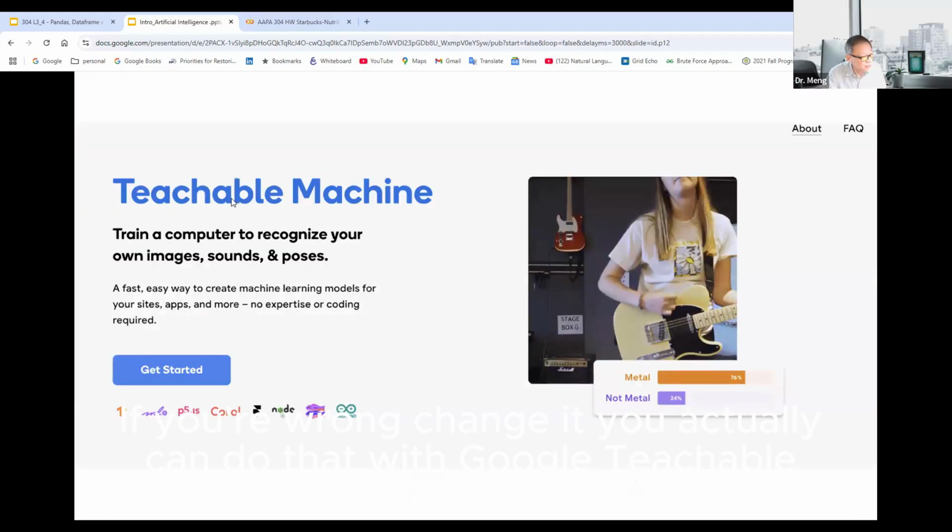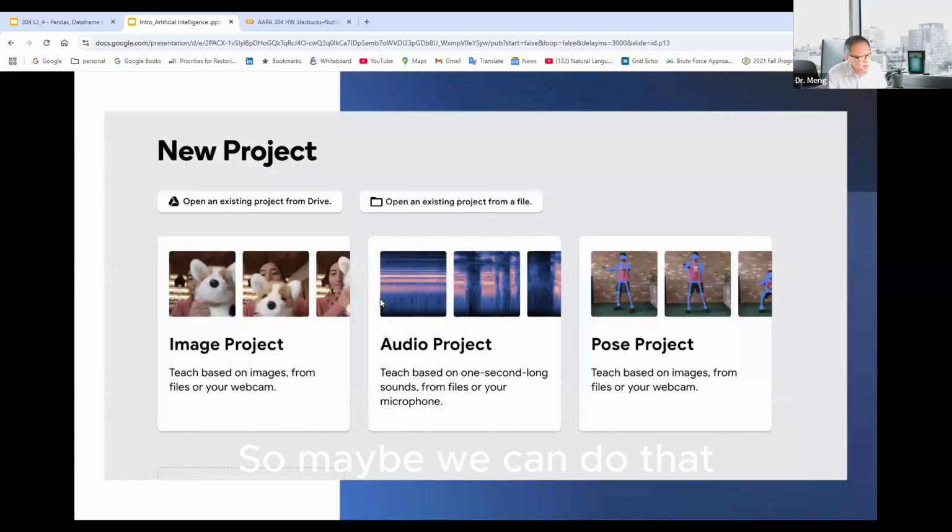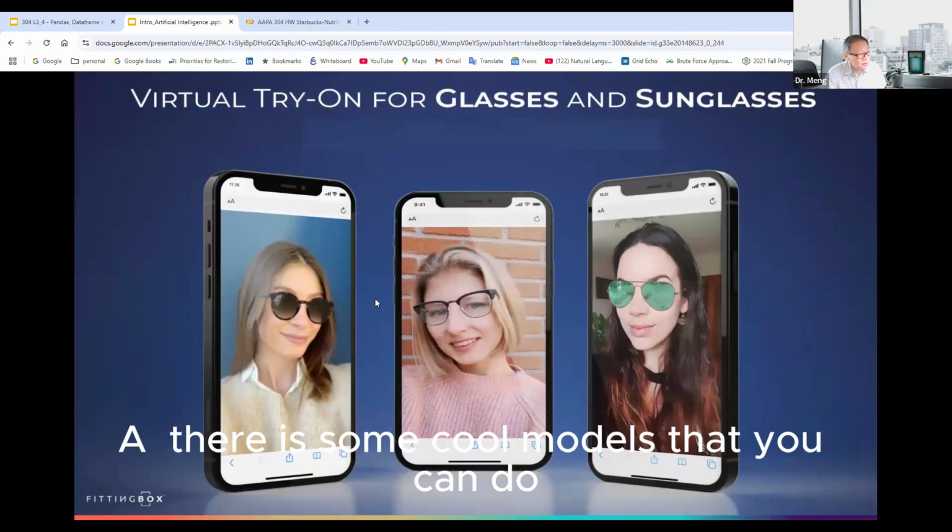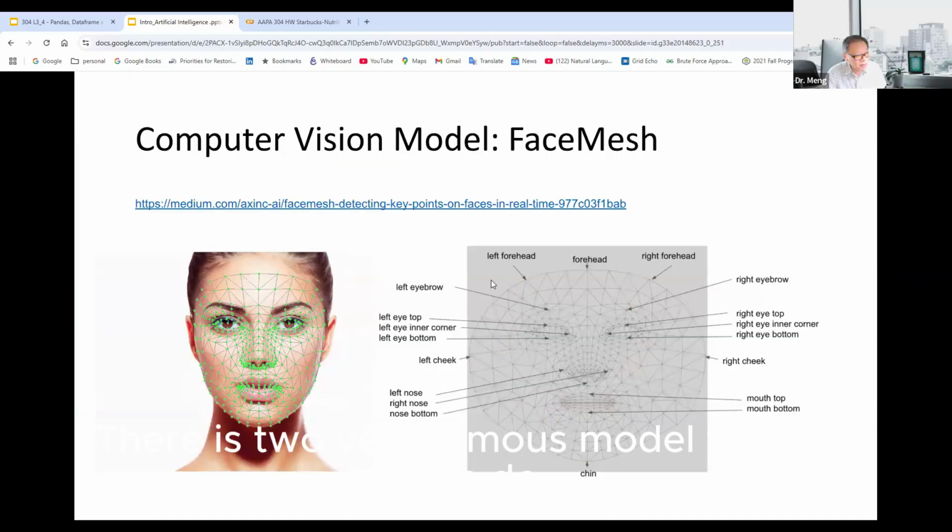You actually can do that with Google Teachable Machine. Let me think about what learning process I'm going to provide you with. Maybe we can do the data analysis next time. But Google Teachable Machine is a really good one. Probably we can do a lab like this. It's a great tool to learn machine learning and artificial intelligence. There are some cool models that you can do. There are 2 very famous models that we can do.